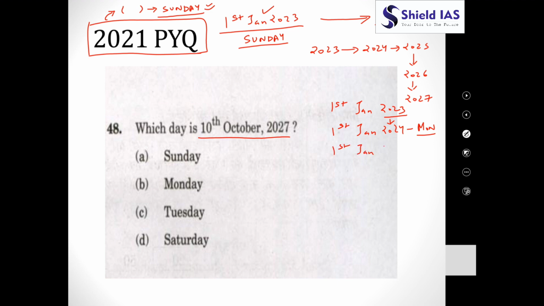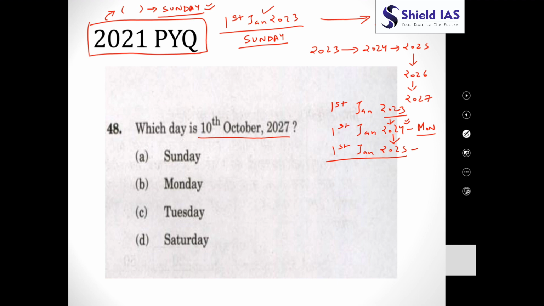What will be the day on 1st January 2025? Would it be Tuesday or Wednesday? It will be Wednesday, because 2024 is a leap year. How is 2024 a leap year? As 2024 is divisible by 4, step 1 is okay. Then we go to step 2 and check whether it is divisible by 100 or not. 2024 is not divisible by 100. So if it is not divisible by 100, then is it a leap year or not? It is a leap year. So 2024 is a leap year.